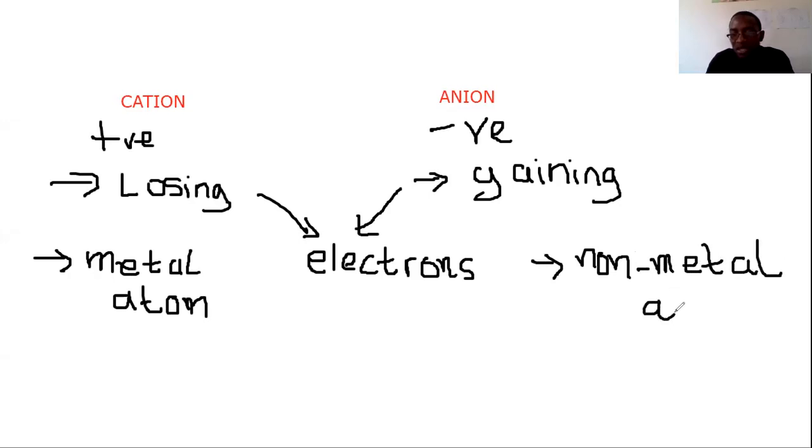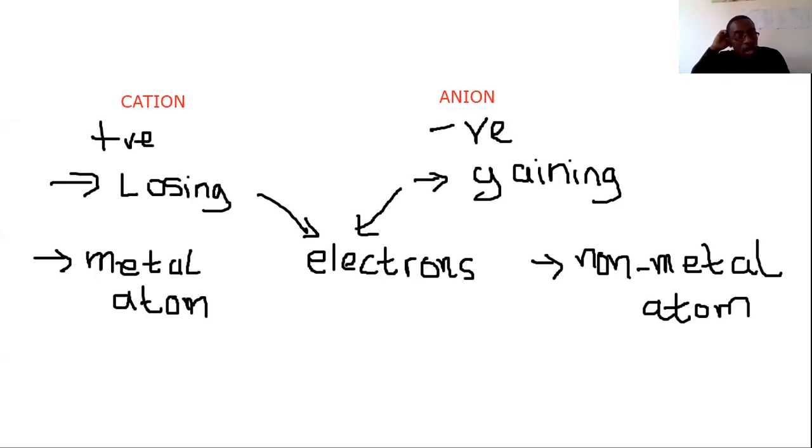The key question is, where do we find these metals and non-metals? So cation, positively charged ion. How do you form a cation? By losing electrons. What loses electrons? Metal atoms. Anion, negatively charged ions. How are they formed? By gaining electrons. What gains electrons? Non-metals.